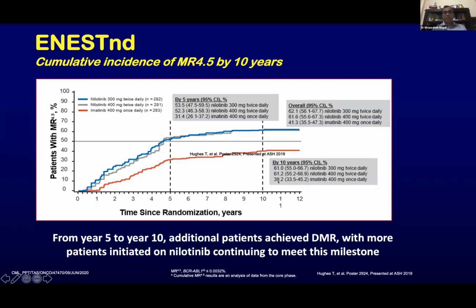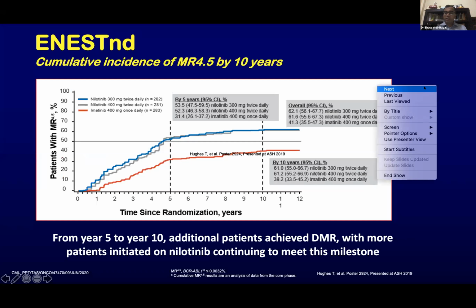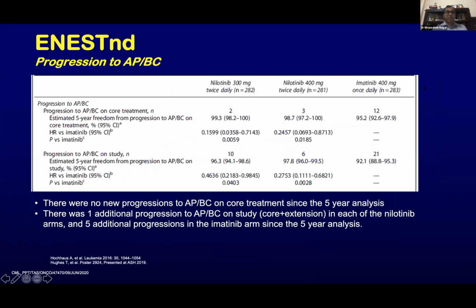So here it is roughly 20% difference in terms of achievement of a deep molecular response versus imatinib. So this is roughly 40% and 60%. So this is again a reassuring thing if your goal is to achieve a DMR.